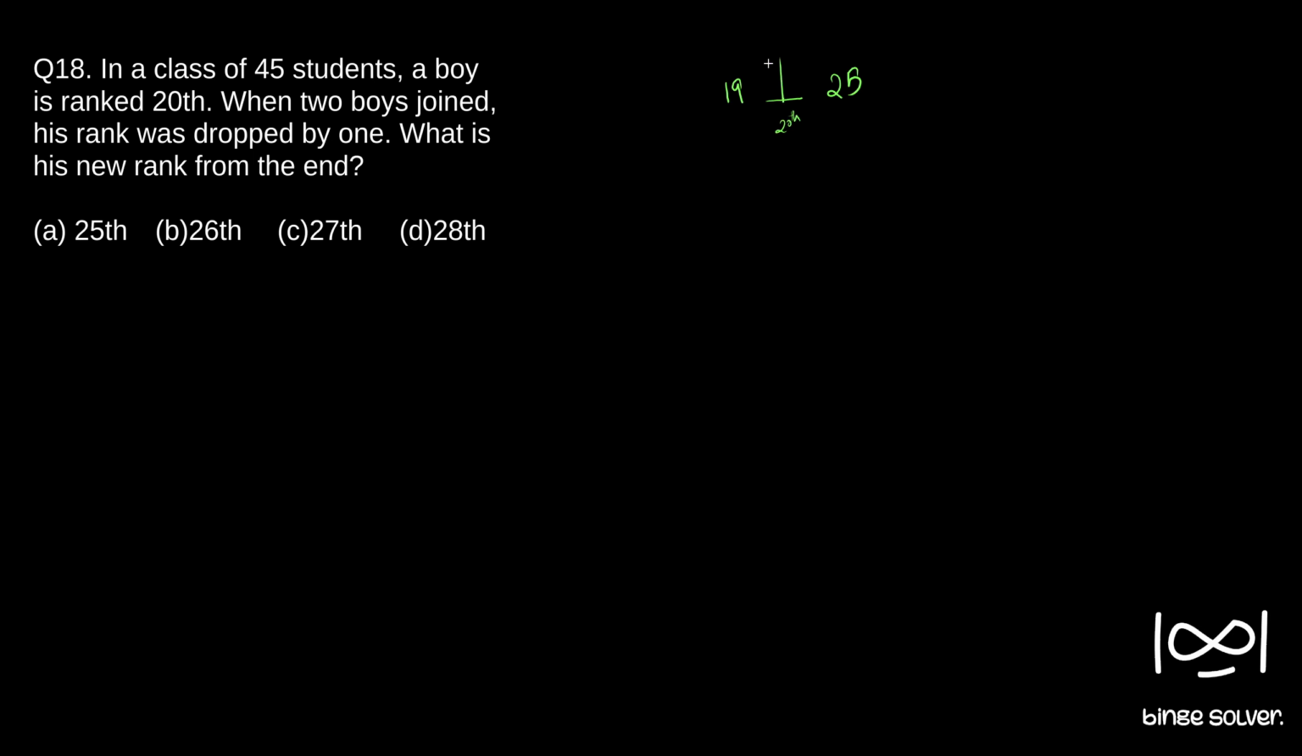So one boy joined who had a better rank than him. So there are 20 boys in front of him now. He is the 21st person, and now one person joined behind him. There were 25 people behind him. Now it is 26. 26 people are behind him. So from the back side, his rank is 27.